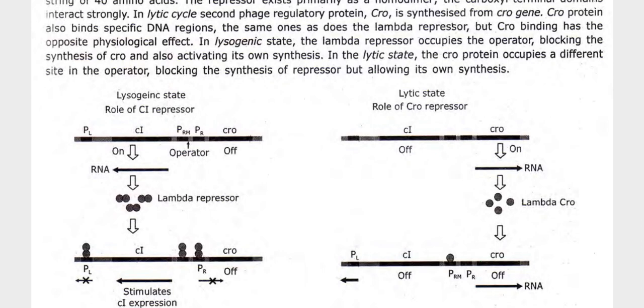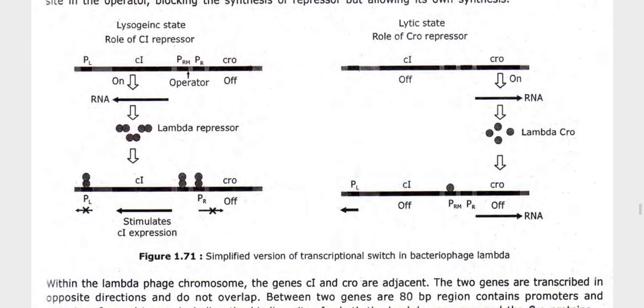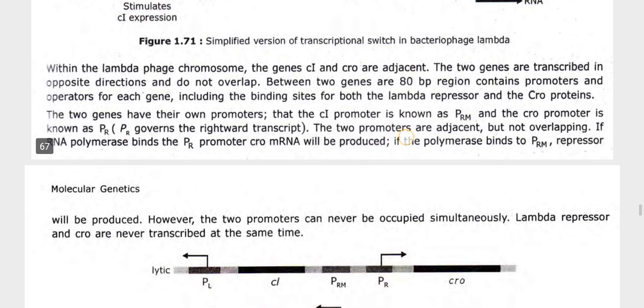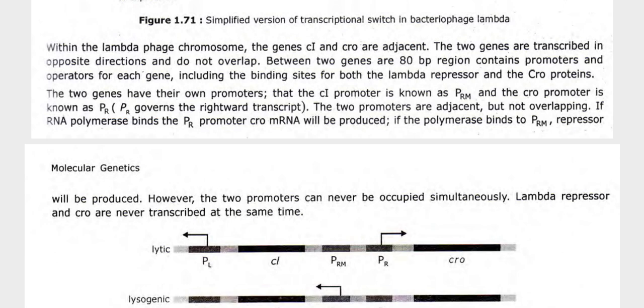So, this is a simplified version of transcriptional switching in bacteriophage lambda. Within the lambda phage chromosome, the genes CI and CRO are adjacent. The two genes are transcribed in opposite directions and do not overlap. Between the two genes are AT-rich regions containing promoters and operators for each gene, including the binding sites for both the lambda repressor and the CRO protein. The two genes have their own promoters: the CI promoter is known as PRM and the CRO promoter is known as PR.